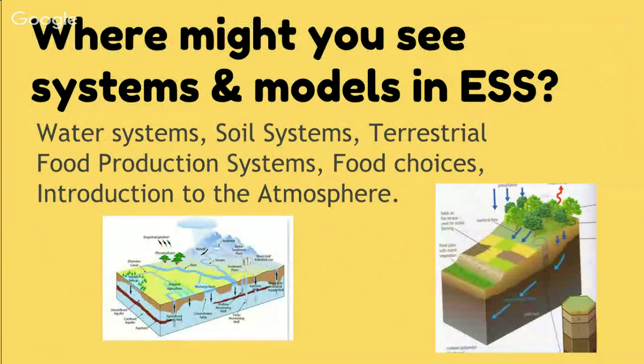So you might have already talked about lots of systems and models in ESS already, especially in year 1. You guys studied water systems, you studied soil systems, terrestrial food production systems, food choices, and when you talked about the atmosphere. So all of these different things are ways that you can use systems within ESS.